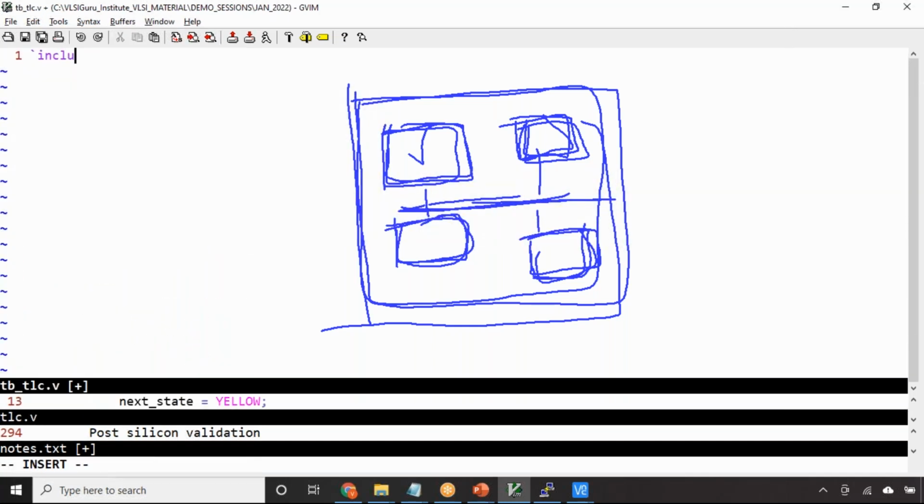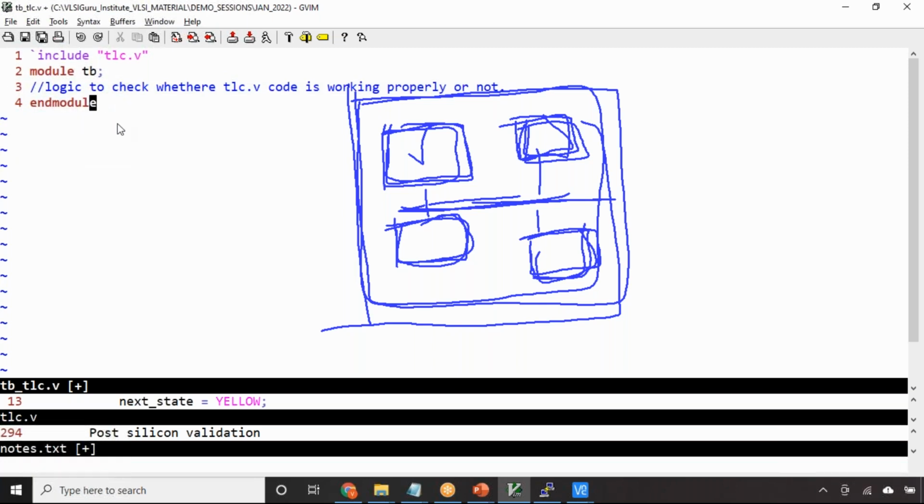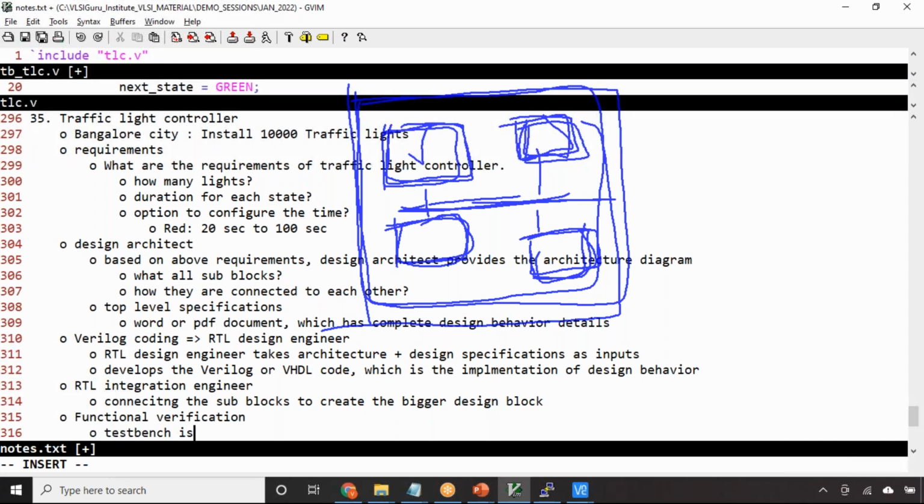So: `include tlc.v, module testbench, endmodule. There will be a series of steps. I don't want to make it a Verilog training session because most of you are new to Verilog, so I don't want to complicate the demo session. Just remember that a logic to check whether the tlc.v code is working properly or not is implemented in this code. Let us not get deep into it as of today. That part is called functional verification. A test bench is developed to check the behavior of the design.